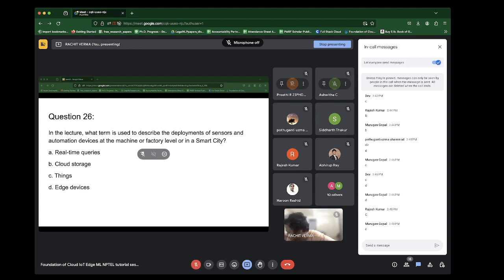Yes, see, things is the correct answer. Two of you have answered it. Real-time queries, of course, is not the correct answer; I just frequently put it in here. And cloud storage is not a device. It could be possible to be confused between things and edge devices. Edge devices are one layer above these sensors and automation devices. They could do some sort of generation of insights, and they generally have more processing power than these sensors and automation devices, and they're more specialized towards doing some sort of computation and processing.